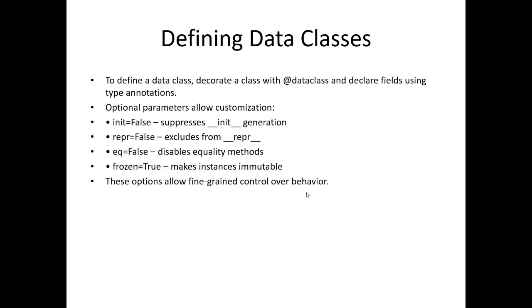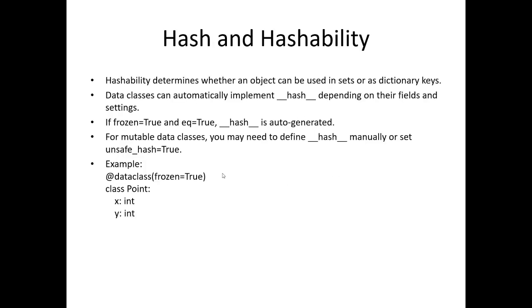So, how do we define a data class? Defining data classes involves adding type annotations for each field. While the decorator is used to generate methods, you can also customize behavior using optional parameters. init=False prevents the auto generation of __init__. repr=False excludes fields from __repr__. eq=False disables equality comparison methods. frozen=True makes instances immutable. These options let you fine tune your data class depending on your design needs.